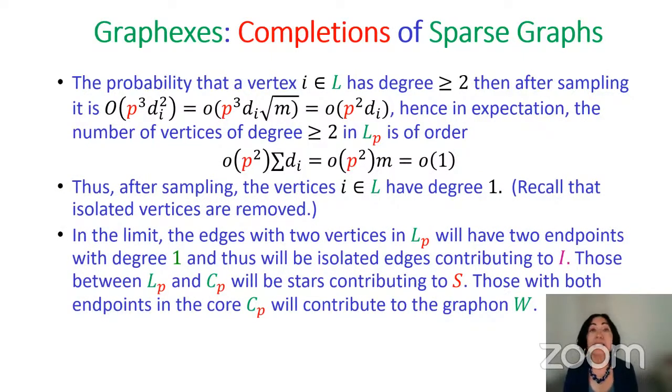In the limit, the edges with 2 vertices in L_P are going to have 2 endpoints with degree 1, and thus the isolated edges contributing to I. Those between L_P and C_P will be the stars. These are just the fans hanging off. And those with both endpoints in the core, C_P, will contribute to the graphon.